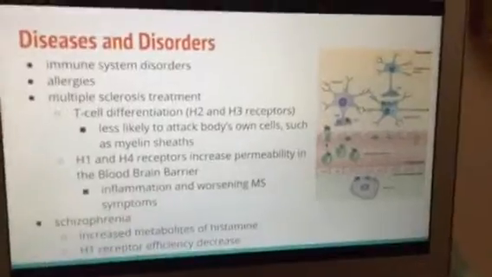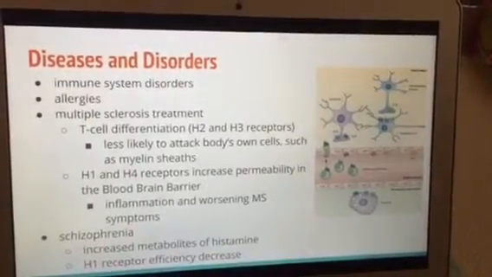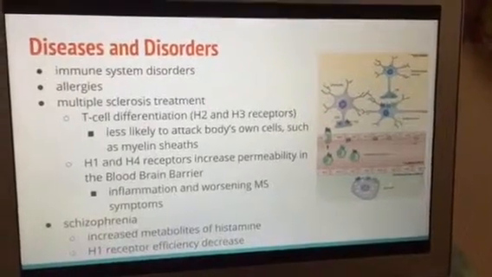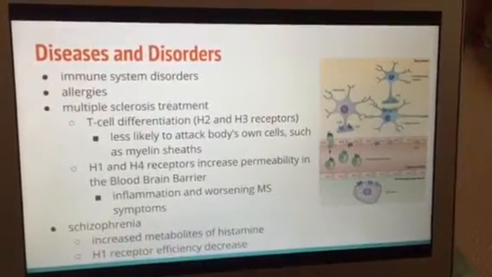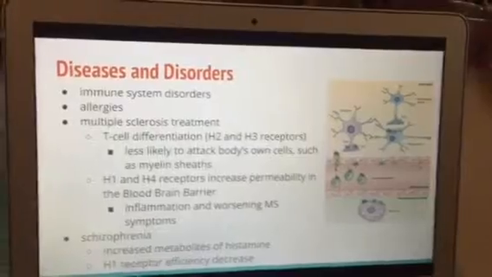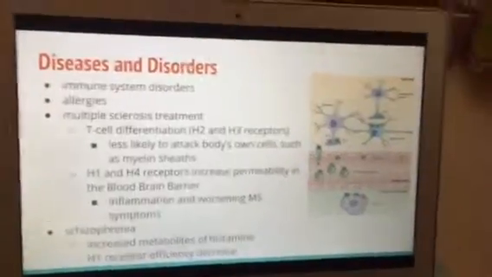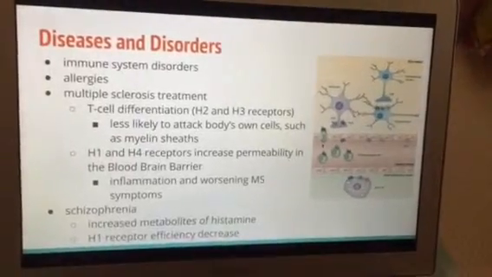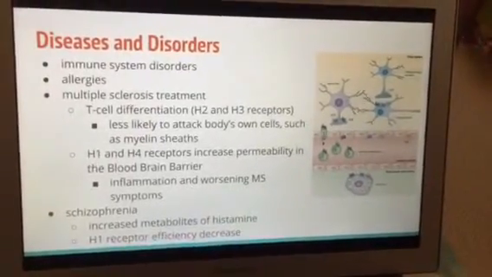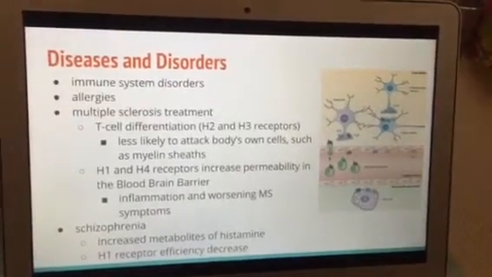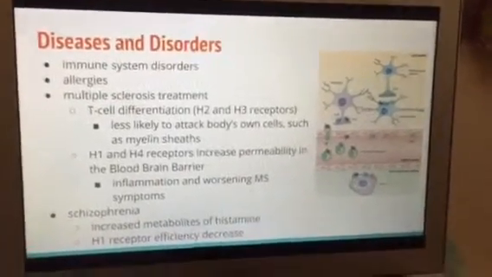So histamine plays a role in a variety of diseases and disorders. Obviously it can play a role in immune system disorders. If there's too much histamine being released, that can cause a lot of problems. Its role in allergies is fairly well known. When the body encounters an allergen, histamine is released, which causes allergic symptoms.